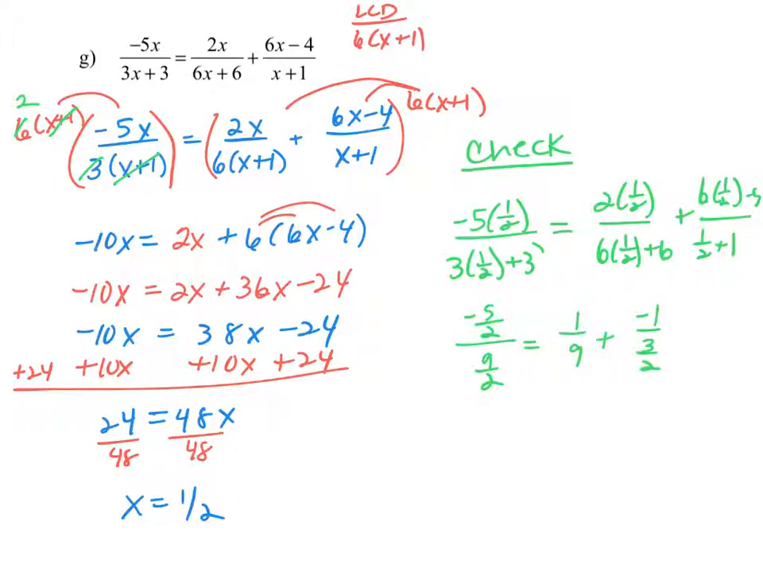Simplifying the left side, we get negative 5 over 9 equals 1 over 9 minus 6 over 9, and it works out that the left side is equal to the right side. So our answer checks. X equals 1/2 is a solution to that rational equation.